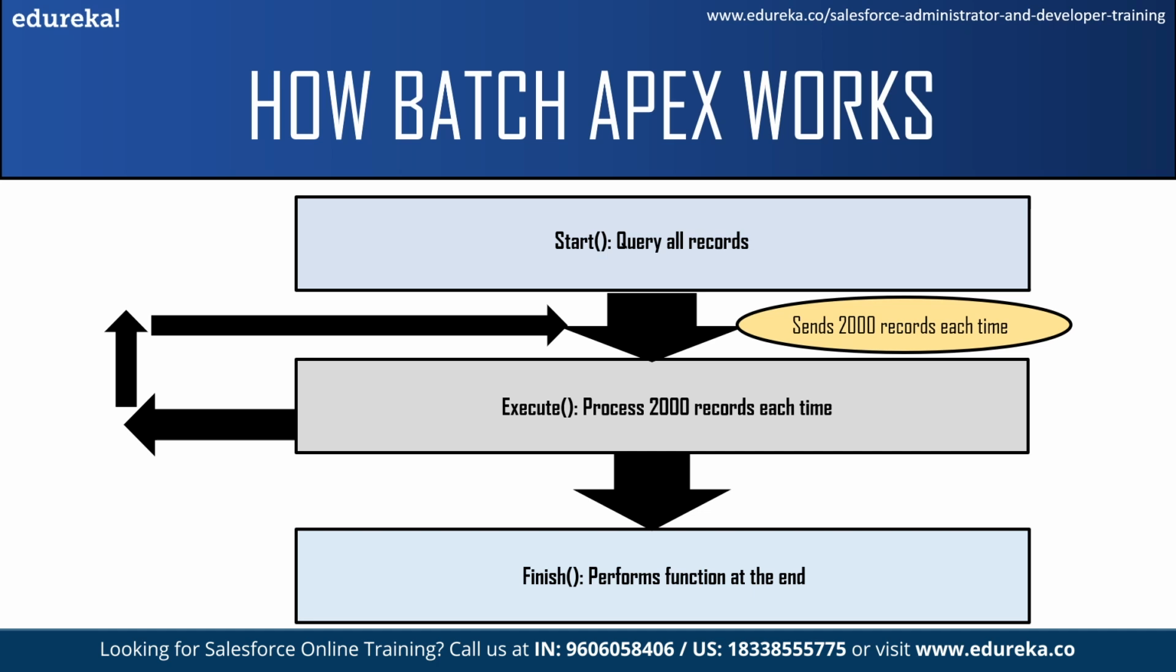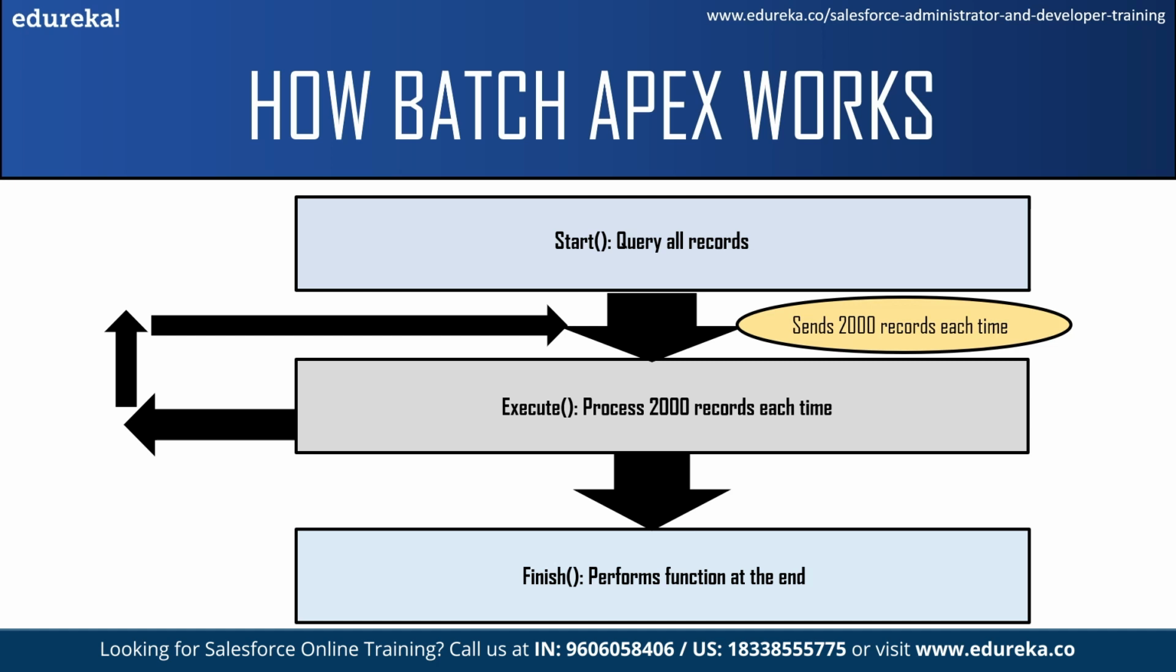In this execute method, we will do our logic. Let's say we will update it or we will delete it, etc. Execute will do all the processing, and once it is done, it will go back again and take another 2000 from the start method, then execute the next 2000, and it will take the next 2000 until it finishes all the 1 lakh records.